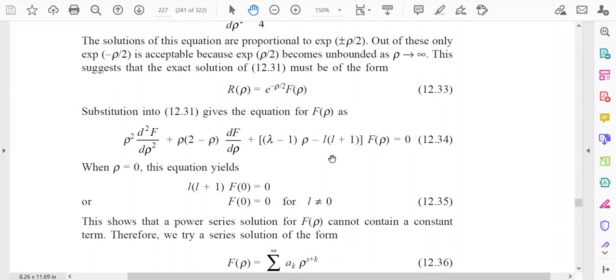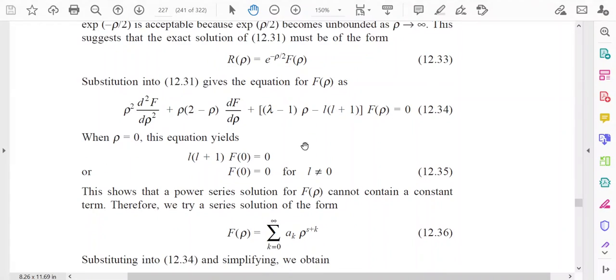So, this is a second order differential equation. Now, you see that if we set rho equal to 0 here, the second term will be 0 and the first term will also be 0, and from the last term we can predict that L into L plus 1 into F0 is equal to 0, or F0 is equal to 0 for L not equal to 0. As F0 is equal to 0, we can say that the power series solution for F of rho cannot contain a constant term. So, this equation can be solved by the series solution method.